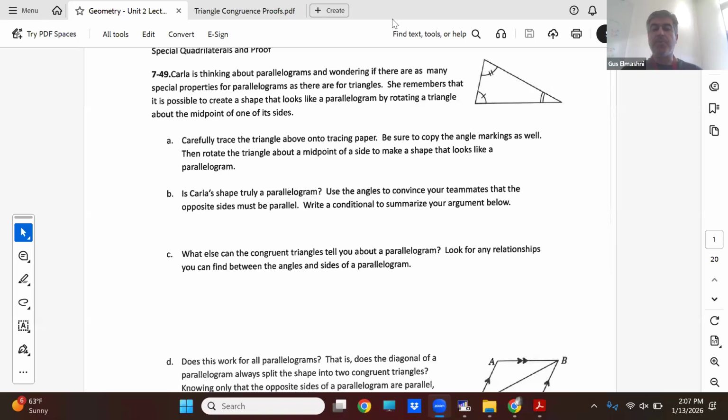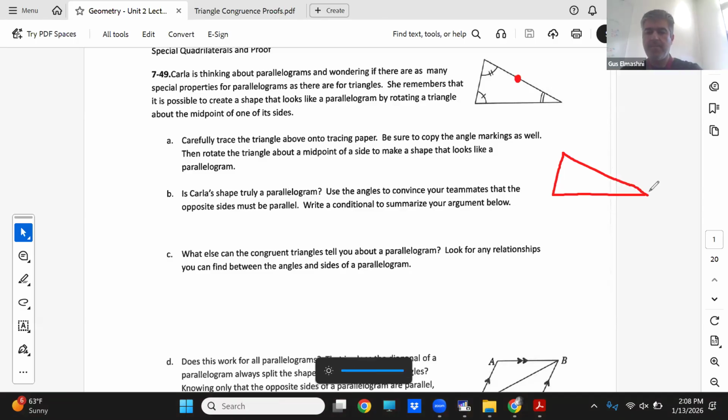If I were to literally get tracing paper, draw a midpoint here, and rotate this triangle about its midpoint, it would look something like this. So that's the original. And I'll switch colors to do the rotated one.